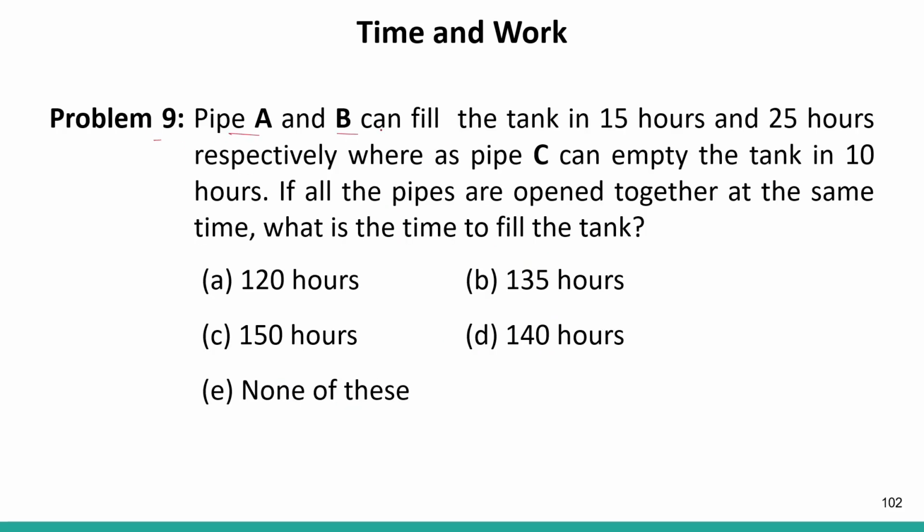So pipes A, B can fill the tank in 15 hours and 25 hours respectively, whereas pipe C can empty the tank in 10 hours. So if all the pipes are opened together at the same time, what is the time to fill the whole tank? So 1 by 15 plus 1 by 25 minus 1 by 10, right? So this will be equal to what? So it will be equal to 150, right?